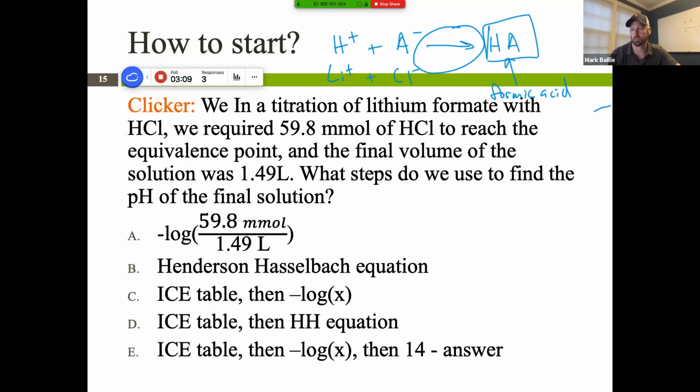Which of these approaches is appropriate? Do we do the Henderson-Hasselbalch equation? Do we do an ice table? If so, what steps do we use? Do we just take the concentration? Because we'll have 59.8 millimoles of formic acid afterwards, right? Do we just take negative log of the concentration of that formic acid in solution?